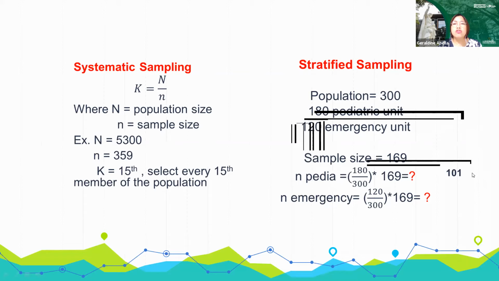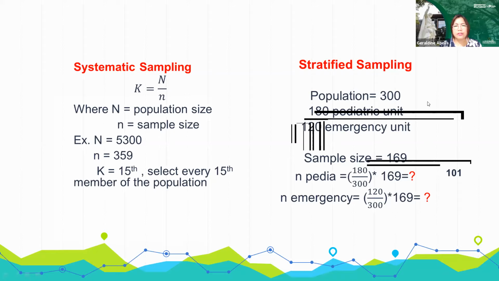Now, for stratified sampling, Doc Shai, is my screen clear? Because what I am seeing here, may mga lines. Doc Shai or Doc Tony? Okay. There are lines, but I can see under systematic sampling. For stratified, there are lines.